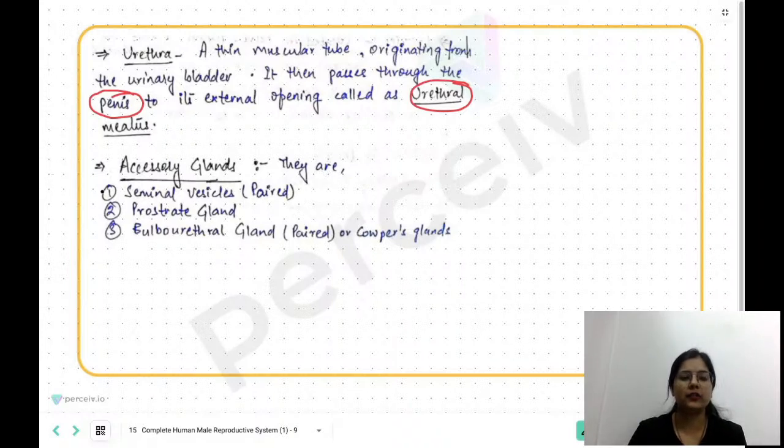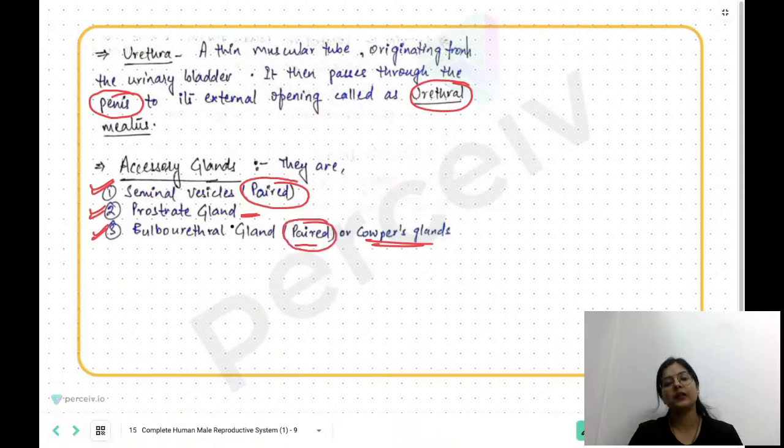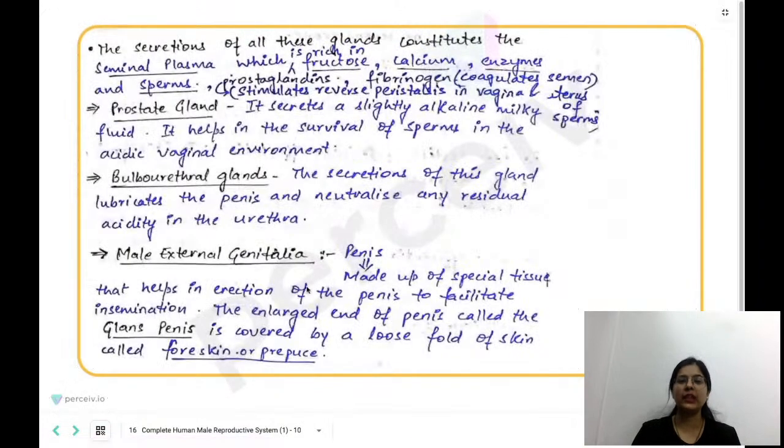दे आर योर सेमिनल वेसिकल्स, prostate gland, and bulbourethral, which is also called as Cowper's gland. All right. So important point to note is that seminal vesicles paired होता है, prostate gland is unpaired, मतलब ये सिर्फ एक ही होता है, and this bulbourethral gland is also paired. अब क्योंकि ये gland है तो जो नोट करने वाली बात है वो ये कि ये सारे के सारे ग्लैंड्स जो होते हैं ये सिक्रीशन का काम करेंगे, है ना.